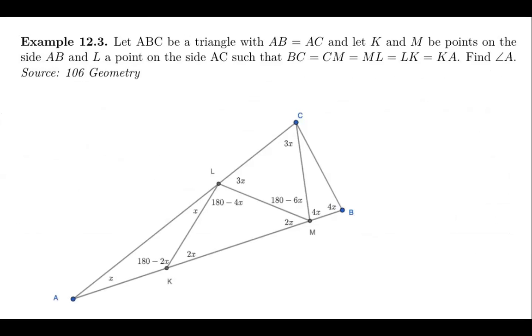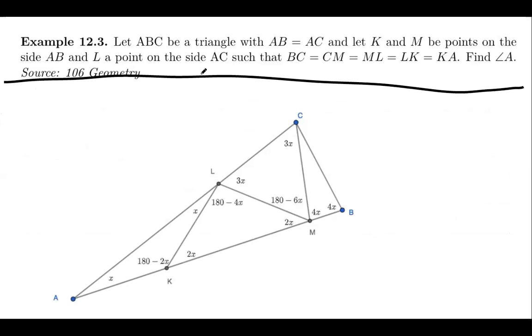this one here. And let's pretend you didn't have the diagram and you just had this. ABC is a triangle with AB equals AC. K and M are points on AB, L is a point on AC, such that this mess is true, and you want to find the angle A.